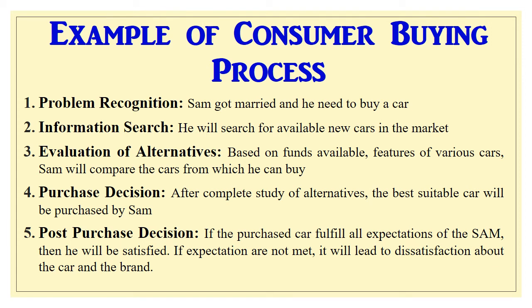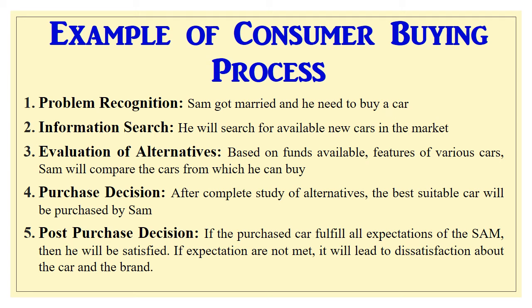In the second step, Sam will gather information about various cars available in the market. He will search on the net, discuss with his friends and families, and will visit various car dealers like Maruti, Hyundai, Toyota, etc. And then comes the third step. After getting all the data about the various brands like Maruti, Hyundai, Toyota, Sam will compare these cars. He will evaluate them based on his needs, the amount he wants to spend, and some other features. Then finally, Sam will choose the best car that suits his requirements from the available alternatives.